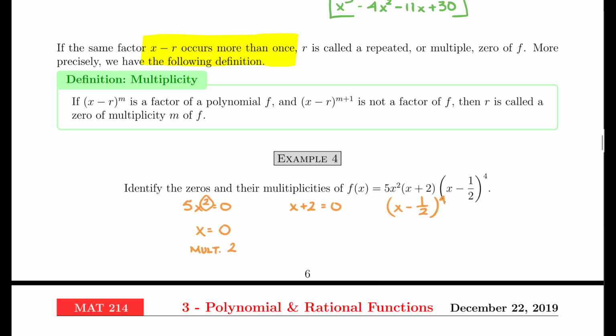With the second 0, when we solve this for x, we get x is equal to -2, and it has a multiplicity of 1 because the power on x is only 1. And then finally we get down to this last one, and what we would have is x minus 1/2. If we solve that for 0, we get x is equal to positive 1/2. The exponent is 4, so this has a multiplicity of 4.